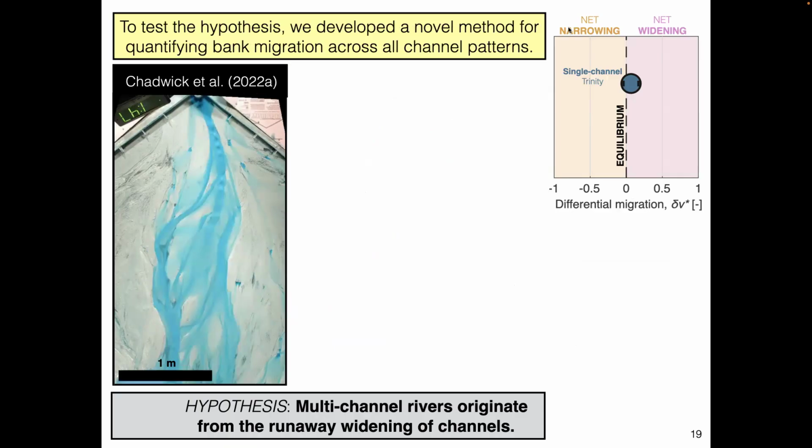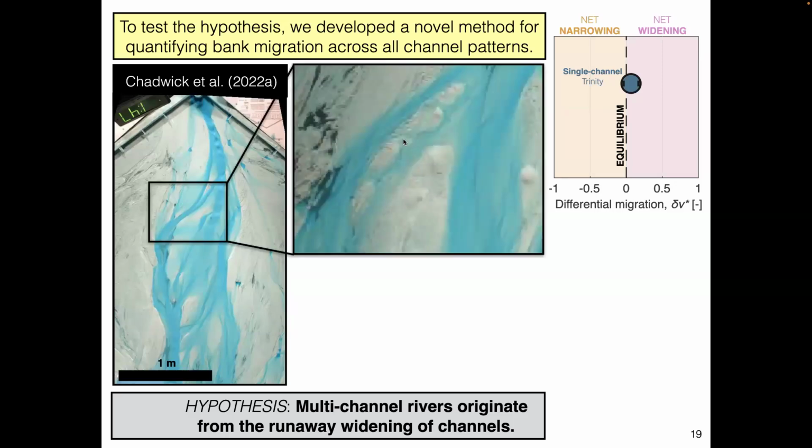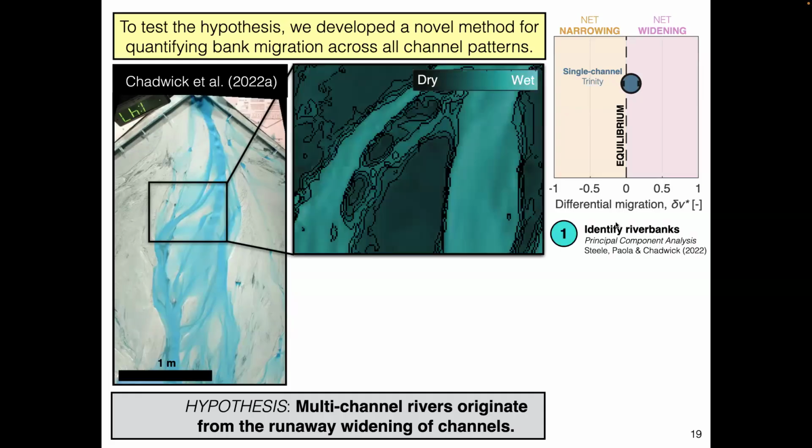To help test this hypothesis, we developed a new method for quantifying bank migration that's equally applicable across all different types of channel patterns. Briefly, how it works is we have time-lapse imagery of our river. If we just zoom in for an example area here, we first identify the riverbanks using various types of approaches. Here we're just using PCA analysis. So this is wet, this is dry.